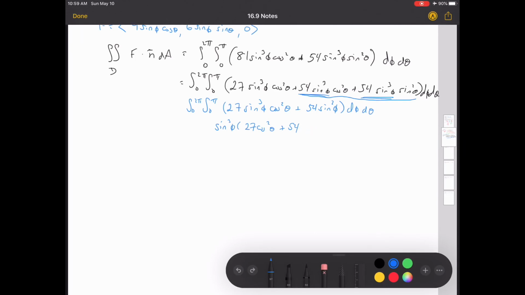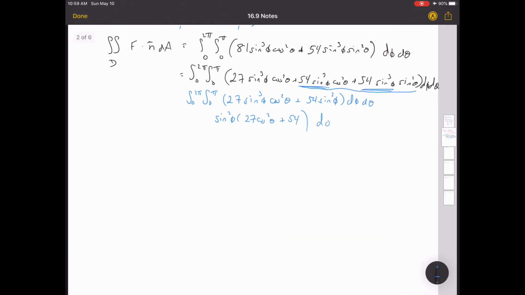Yeah, that looks right. Okay. So then d phi d theta. That's a 2 pi over there. There we go. So let's go ahead and separate.